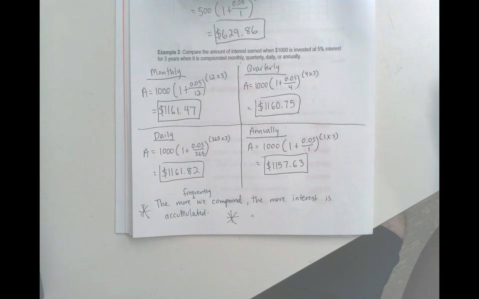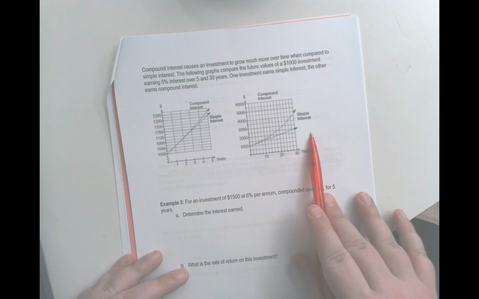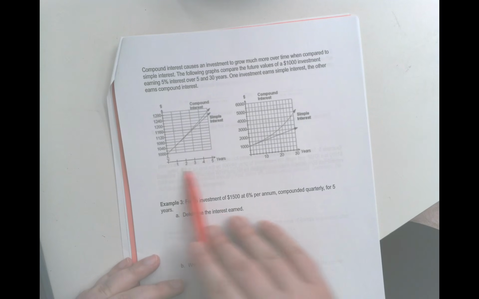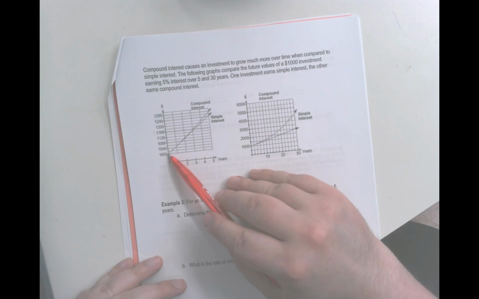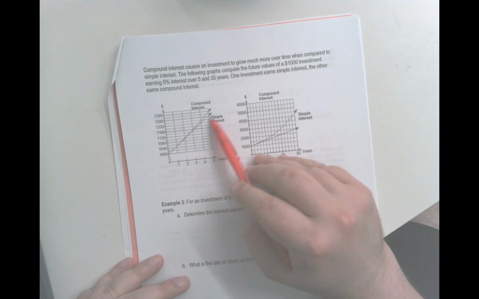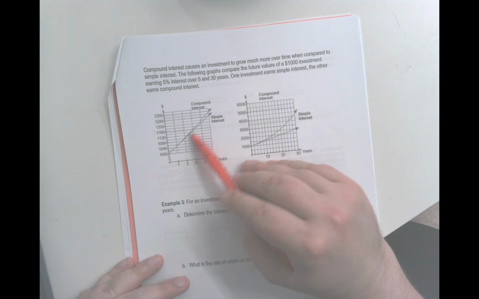going to accumulate. So on the next page, there are a couple of graphs here, and basically what it is saying is it's showing the difference between simple interest and compound interest. So in the graph here on the left, it's over 5 years. They're both starting with a value of $1,000, and over 5 years, the simple interest amount, the future value of it, is just a straight line going up, but the compound interest is just a little bit higher.